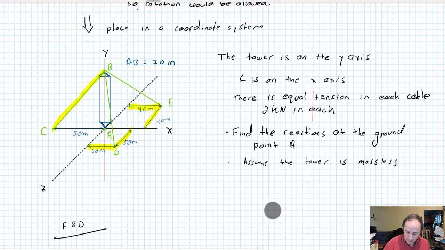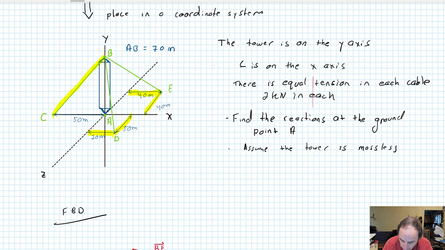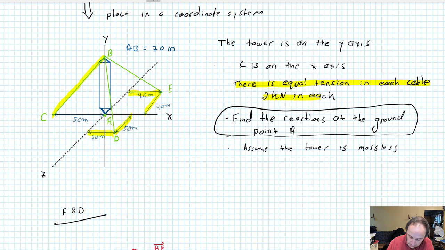What other information are we given? We're given that there's equal tension in each cable. So there's 2 kilonewtons of tension in each cable. We're asked to find the reactions at the ground at point A. And we assume the tower is massless, so the only forces acting on it are the 3 cables.